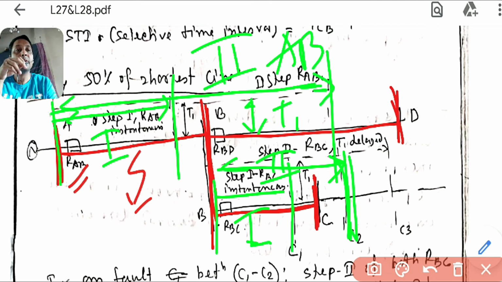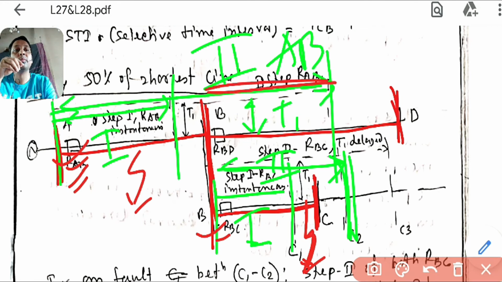Now you see an interesting scenario. Suppose there is a fault between C1 and C2. Then what will happen? It will come to the second step of BC and it is also coming in the second step of AB. So both will operate. You can see if there is a fault in this section, C1 and C2, so it is coming in the step 2 also.